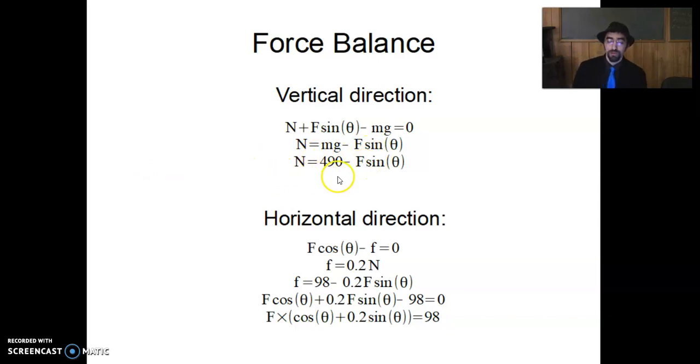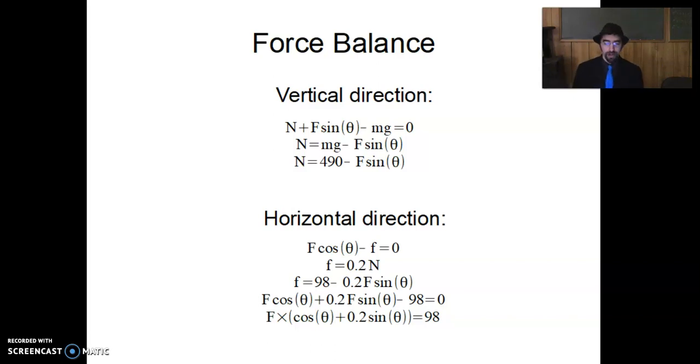Normal force equals 490. I'm not using the unit newtons here only because I'm using capital N for normal force. If I used it both for normal force and for the unit newton, that could get confusing. So I'm leaving off newtons, leaving off units for now. So N equals 490 minus F sine theta.